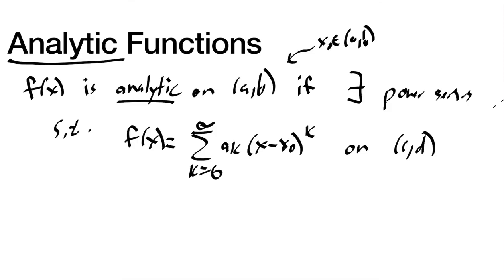On some interval CD that's a subset of our center interval AB. I'm kind of surprised the way they worded this. Sorry, I thought they would just say that the power series was the same for all of AB. But basically, it's analytic if you can write it as a power series on some set.